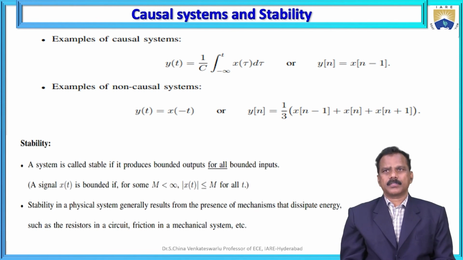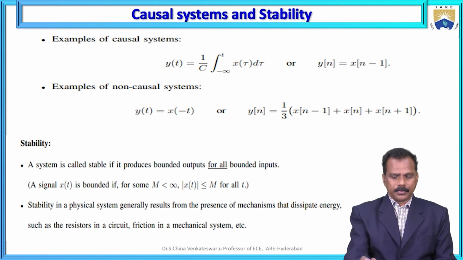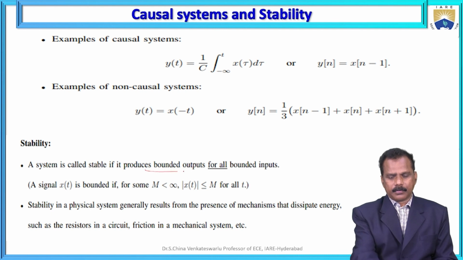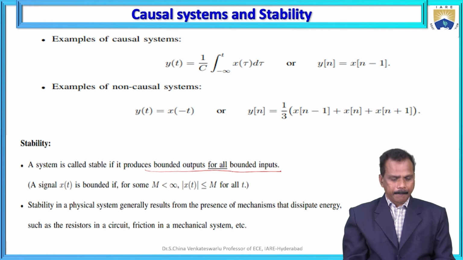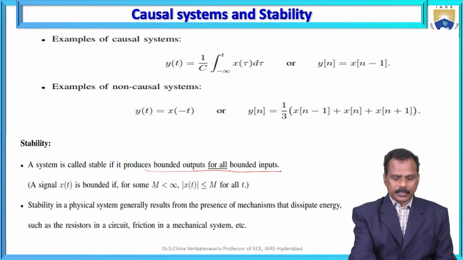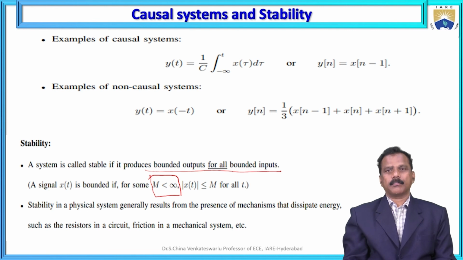So the stable system, or stability. A system is called stable if it produces a bounded output for all bounded input. Here, a signal x of t is bounded if for some M less than infinity, mod x of t is less than M for all t. The stability is in the physical system.